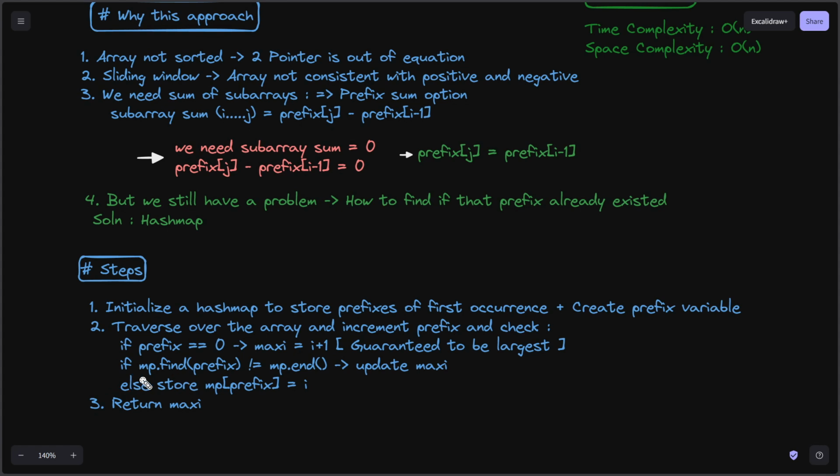hash based. So first, if we hit the hash map, if we find a prefix which already existed, then we are going to update the maxi using conditions. Else, we are going to store mp of prefix is equal to i. So this is a new prefix that we hit, hence we are going to store it for future use. It's possible that the storing of this prefix helps us to find the largest subarray. The third part is going to be returning the maxi.